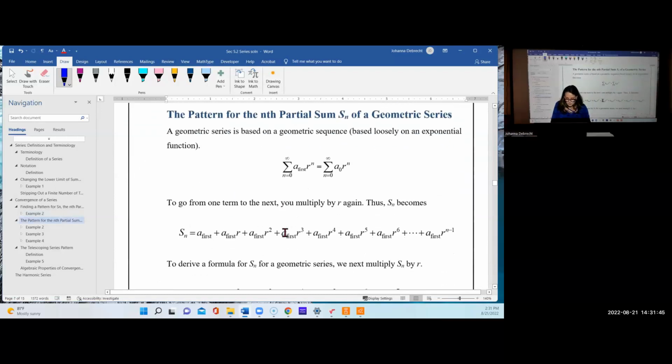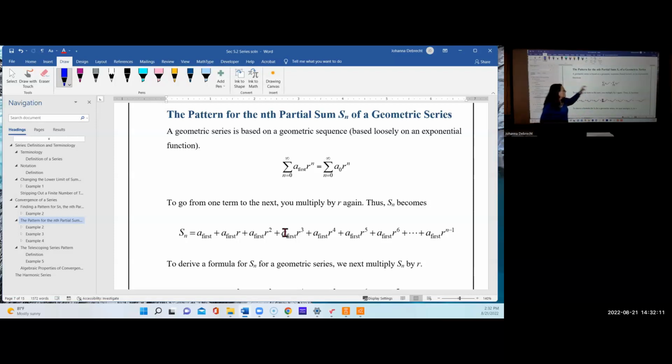Now, the next thing that we want to do is talk about a geometric series. There's a particular pattern to the geometric series, and geometric series turn out to be probably the most important series that we study because many of the techniques we'll use to determine convergence of the series depend on this geometric series pattern. And so it's important that we understand the pattern.